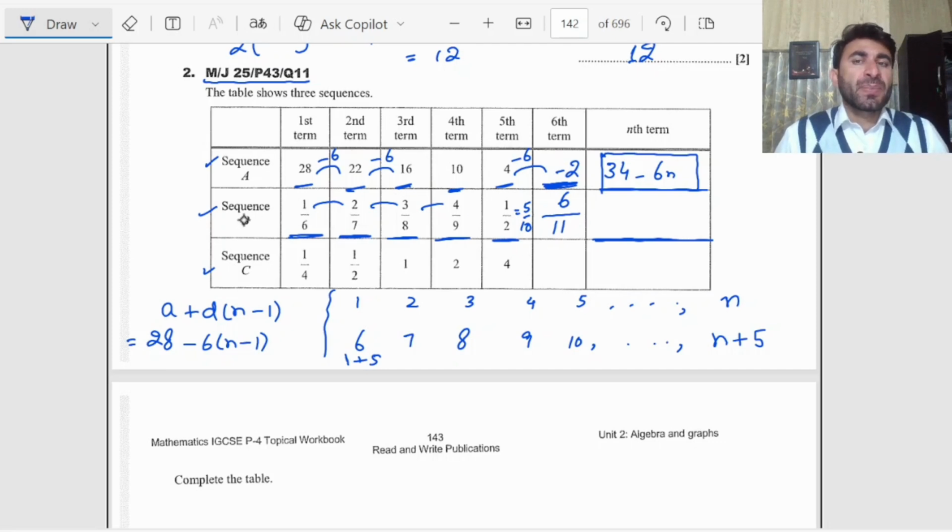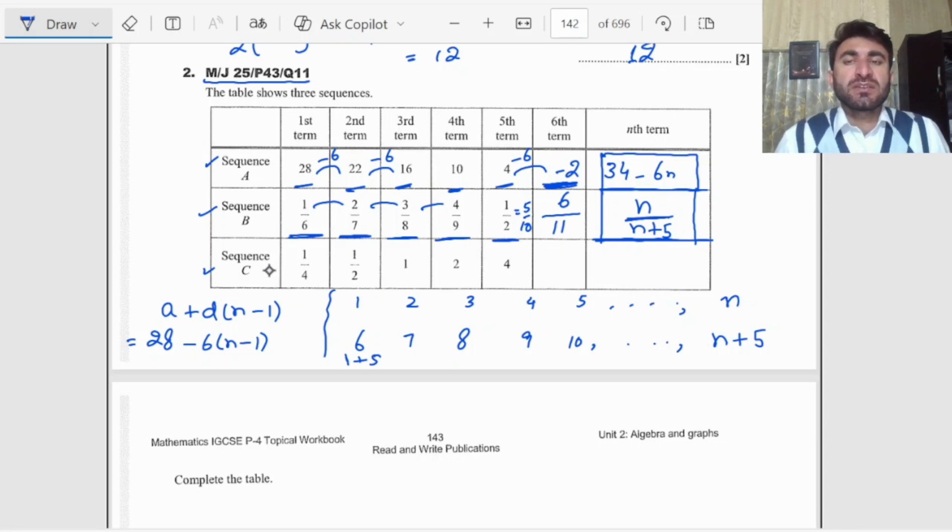So the nth term of sequence B shall become n divided by n plus 5, because we dealt with the numerator and denominator separately, and when writing the nth term for the sequence, we write it as numerator over denominator, n upon n plus 5. That is the nth term for that sequence.